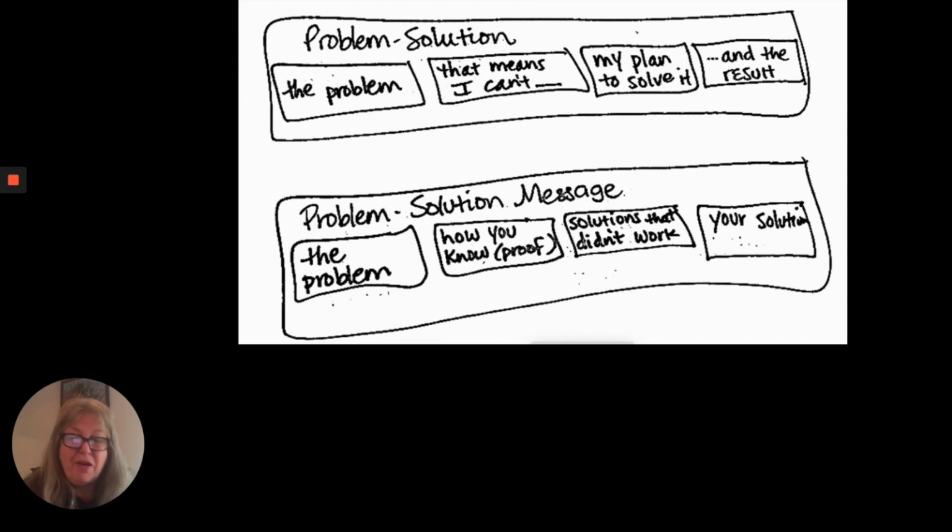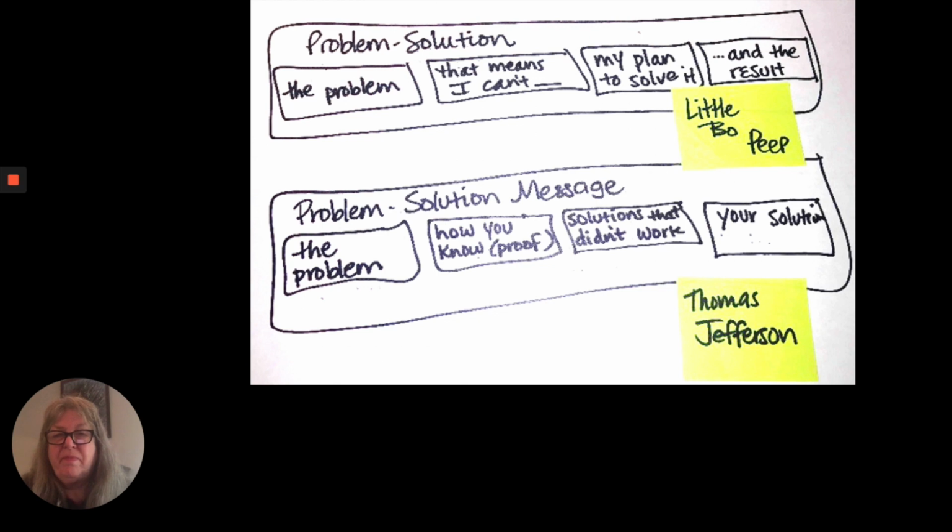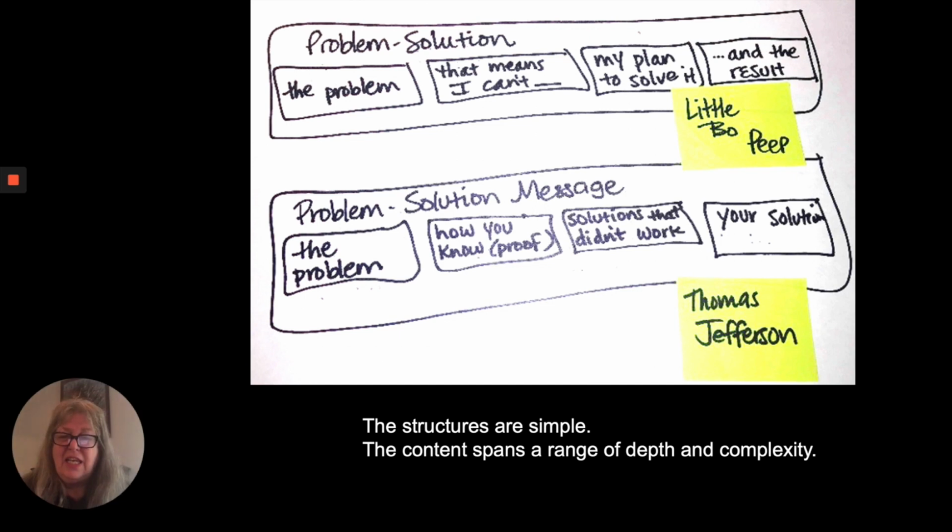Do either of those ring a bell? Do you notice anything recognizable about either of those? Where did they come from? The top one came from Little Bo Peep, and the bottom one is the Declaration of Independence. What does this tell us? The structures are similar and very simple. The content is not simple in the Declaration of Independence. It is somewhat simple in Little Bo Peep. But make no mistake, having a simple text structure does not mean that the result will produce simple writing. It will produce a range of depth and complexity, no matter how simple the actual structure is.